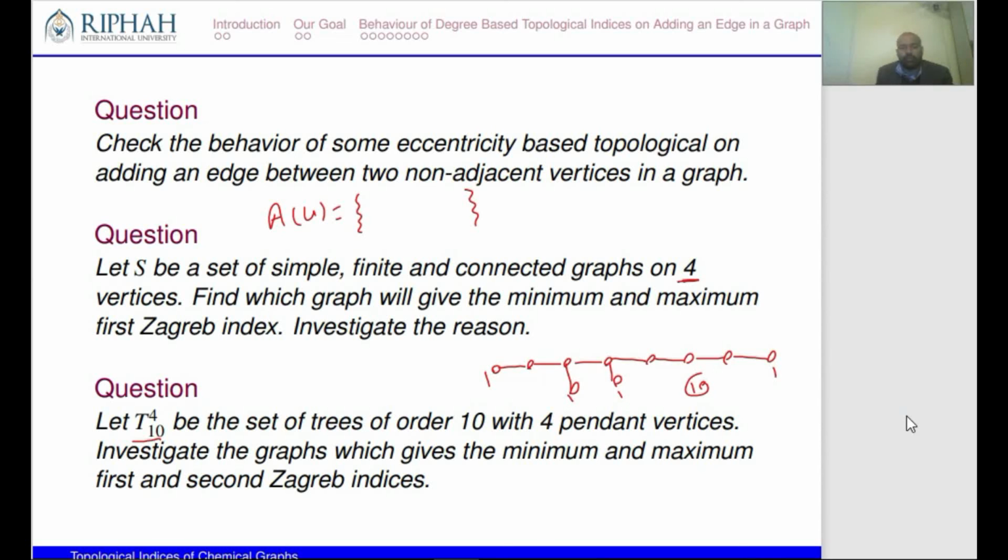So this is one graph. There are many other graphs like this, with 10 vertices and 4 pendant vertices. Our goal is to investigate the trees with maximum and minimum first and second Zagreb indices. This is a very particular question we are discussing in this lecture, because we have just started to study this topic, extremal graph theory with respect to topological indices. Generally we will do it in a general way, which we will do in our next lecture in a generalized way.